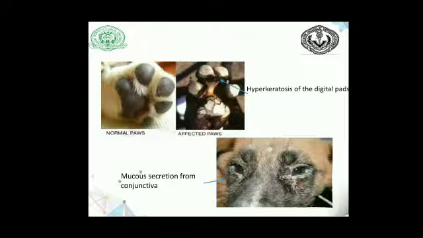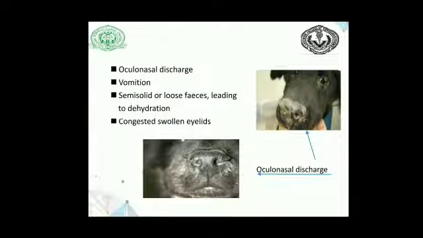In canine distemper virus infection, the affected animals will have oculonasal discharge. It may also show vomiting. There may be semi-solid or loose feces leading to dehydration. The animals may have congested, swollen eyelids also.